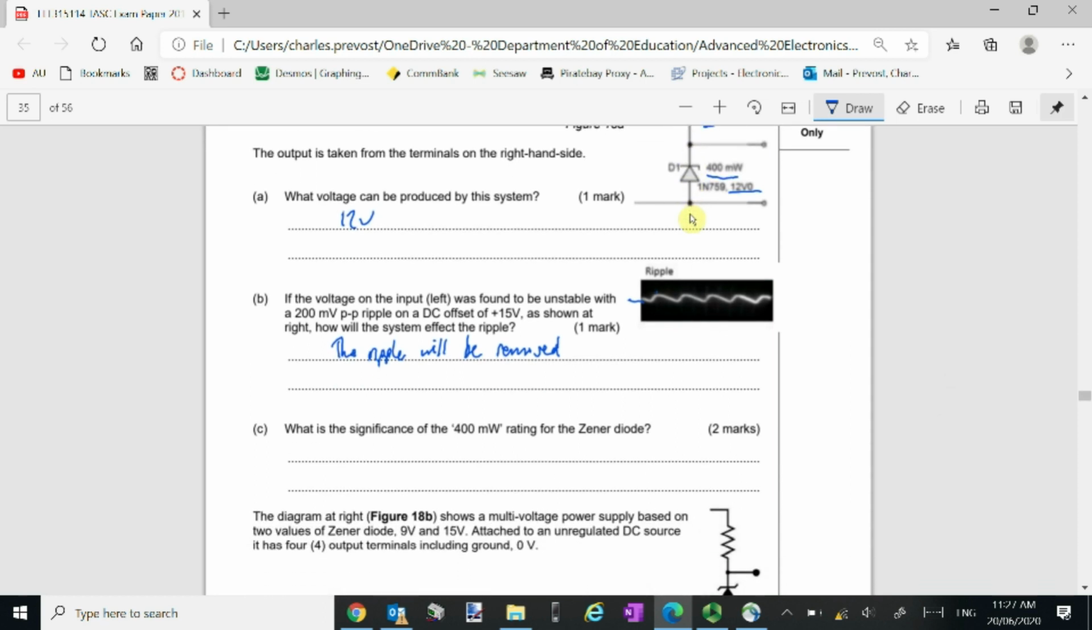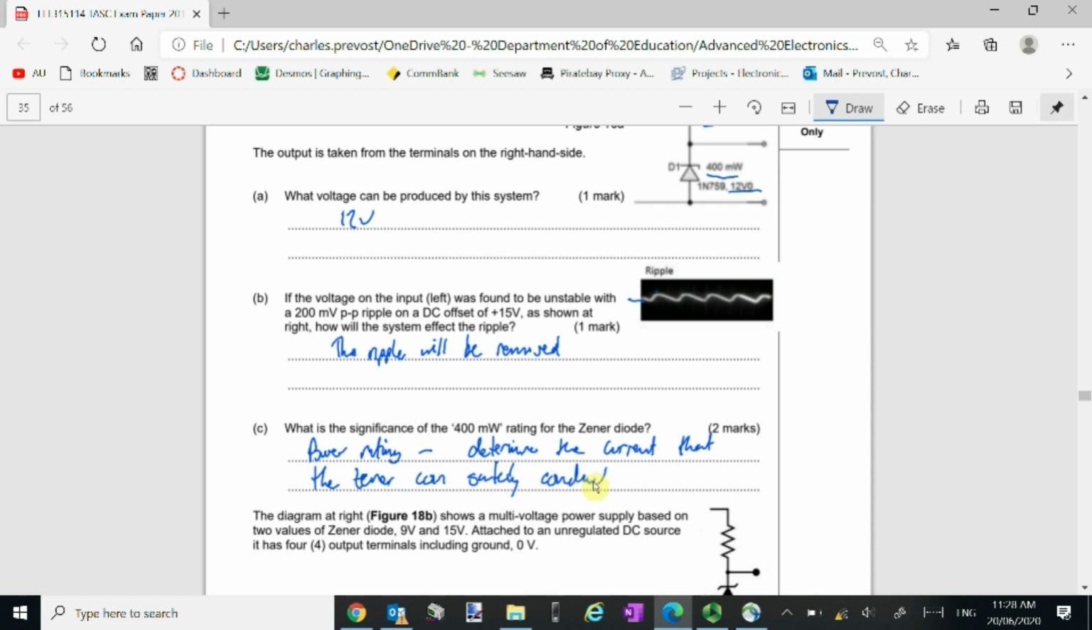Okay, so this 400 milliwatt, the significance of that is that's the power rating, which will determine the current that the Zener can safely conduct. If you exceed that 400 milliwatts, the Zener diode will likely overheat and fail.